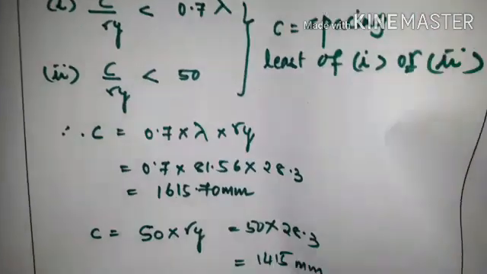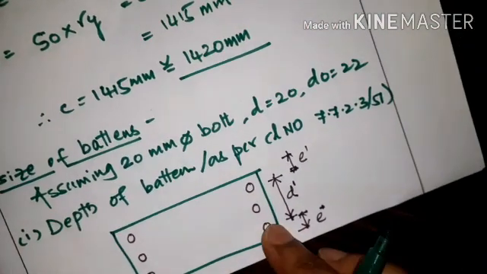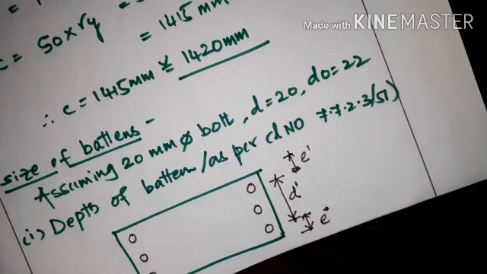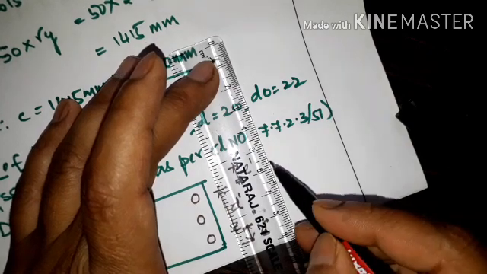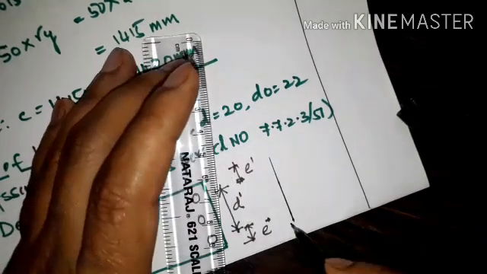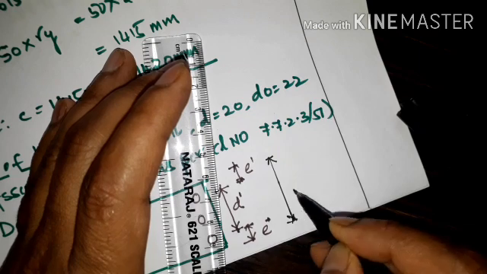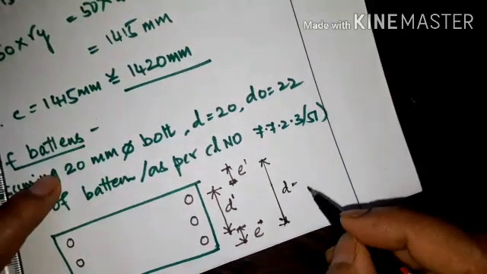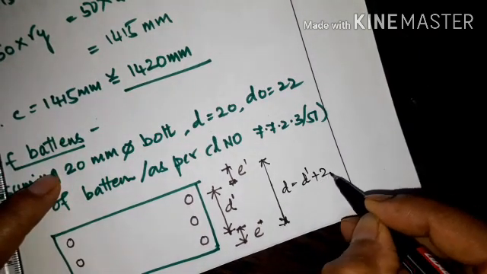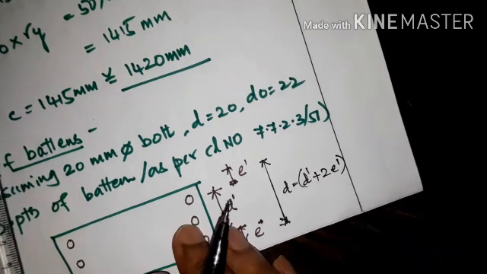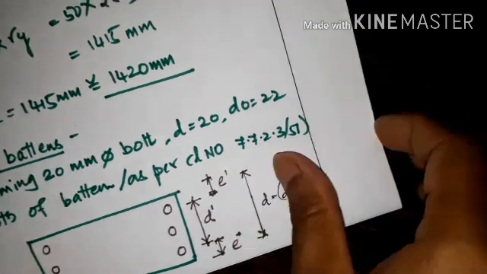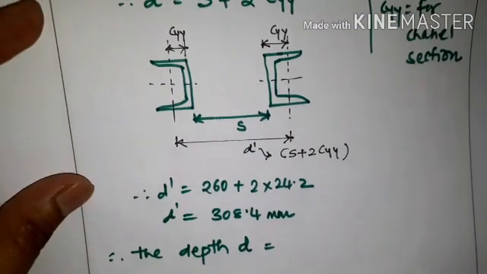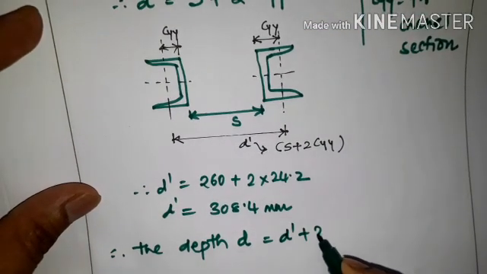Okay, look here now, what will be d now? What will be d? So this total is d, from here to here. What will be the total d now? It will be d dash plus 2 times e dash. So the d will be d dash plus 2 times e dash.